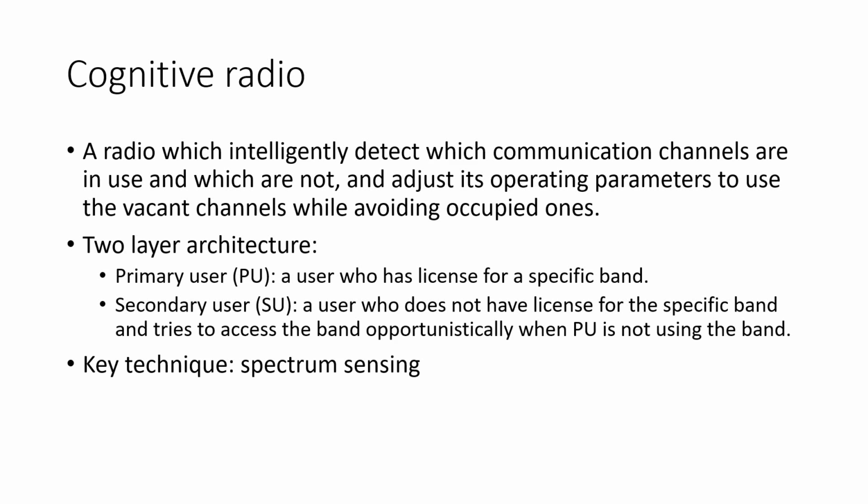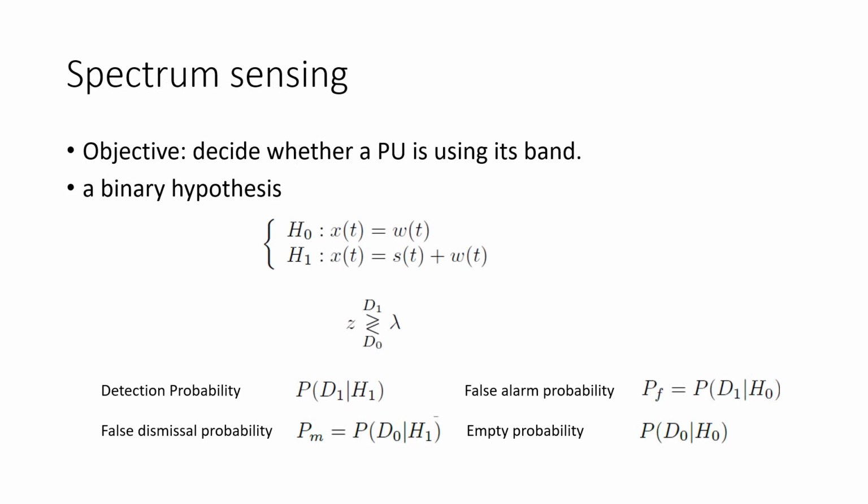The key technique in cognitive radio is spectrum sensing. The objective of spectrum sensing is to decide whether a primary user is using its band. The sensing task is done by the secondary user. The sensing task can be viewed as a binary hypothesis, as can be seen from the equation below.